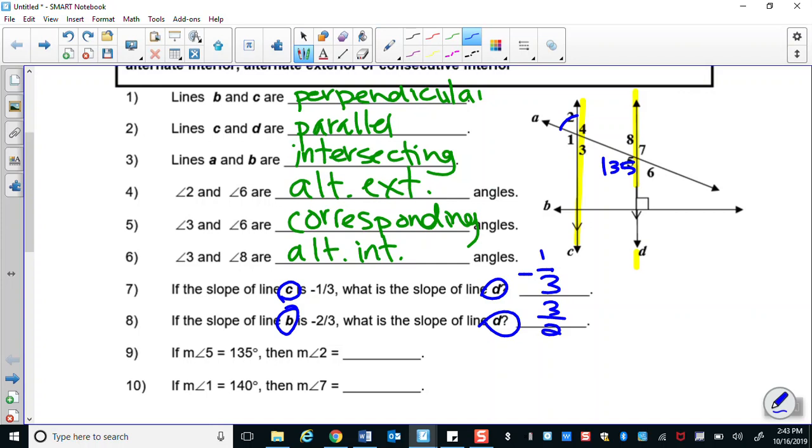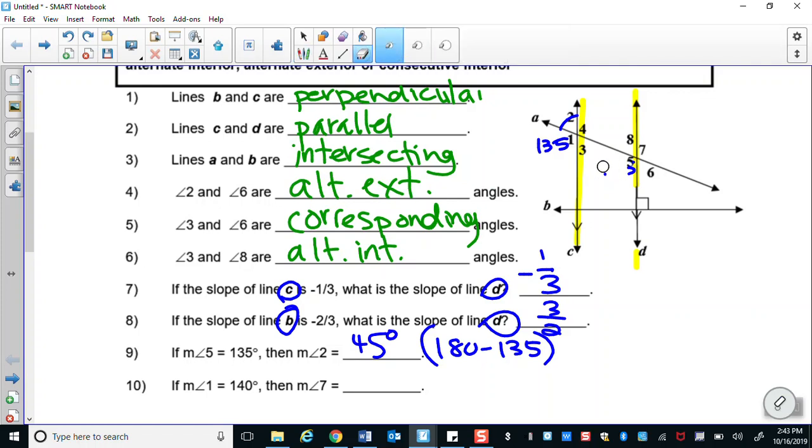So if this is 135, I know that this one's 135 because those are corresponding. And then you do 180 minus 135. So I'm just going to write that here so you can know how you got the answer. And 180 minus 135 is 45. So here, if 1 is 135, then 2 would be 45.